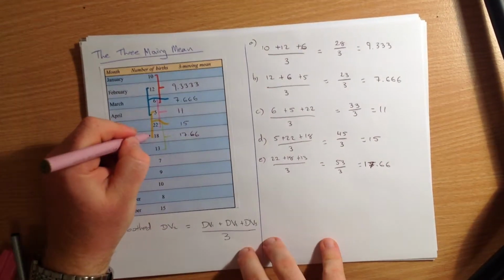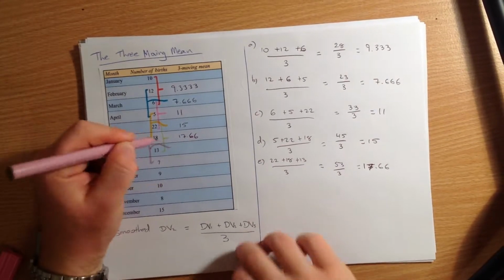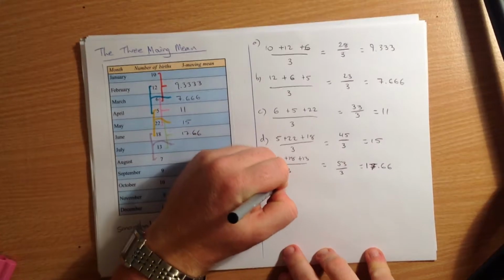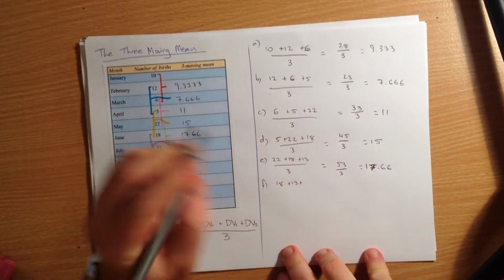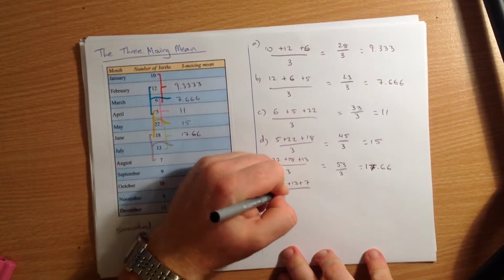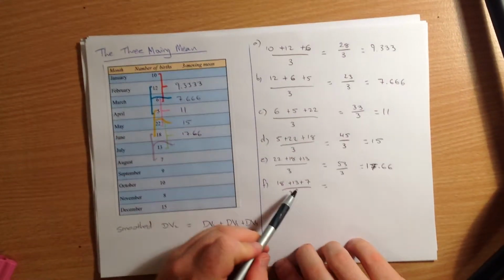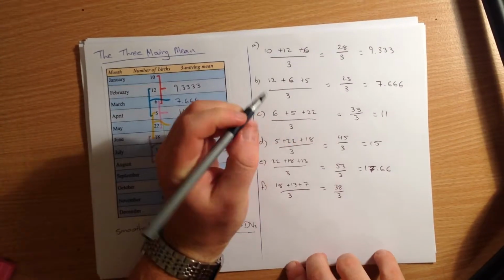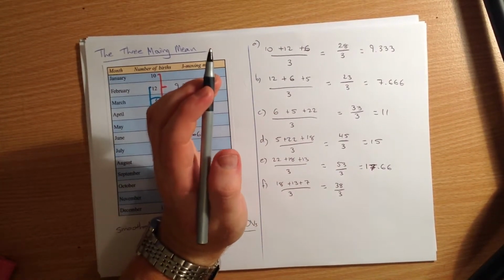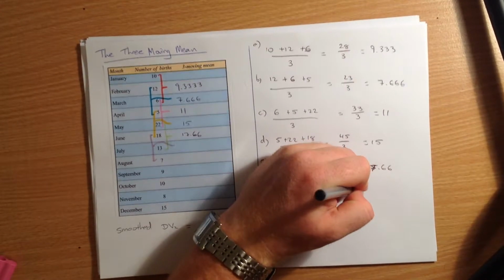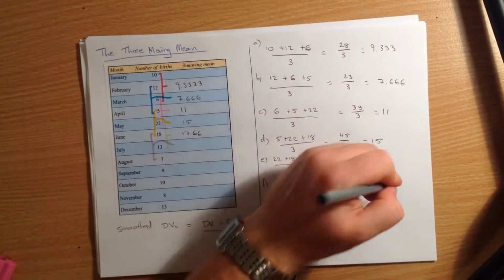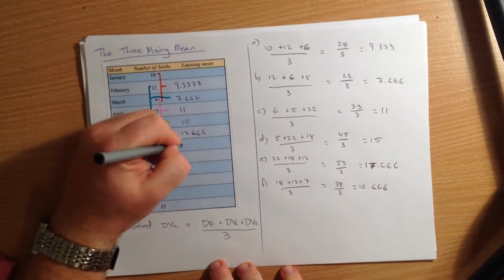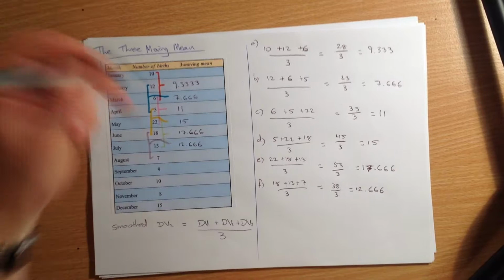Let's smooth 18 and 13 and 7. 13 and 7 makes 20, plus 18 makes 38 over 3, and that makes 12.66. Should add a 6 there. 12.666. Right, going to keep that process going.